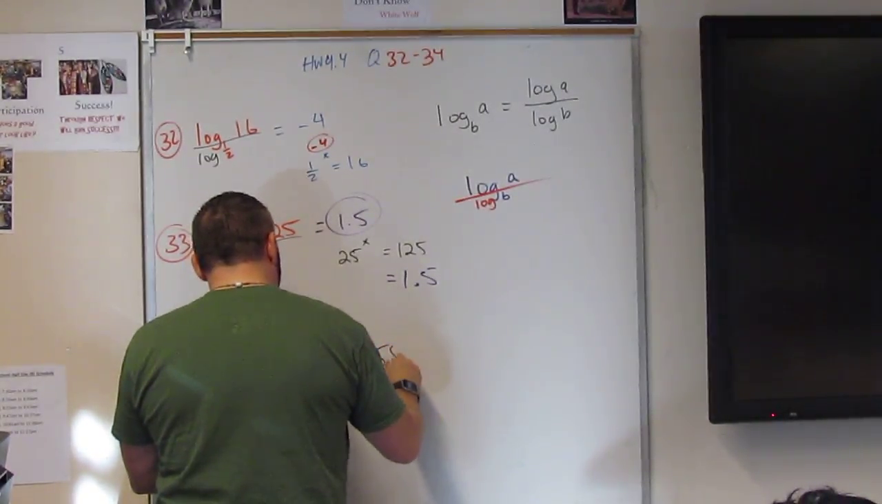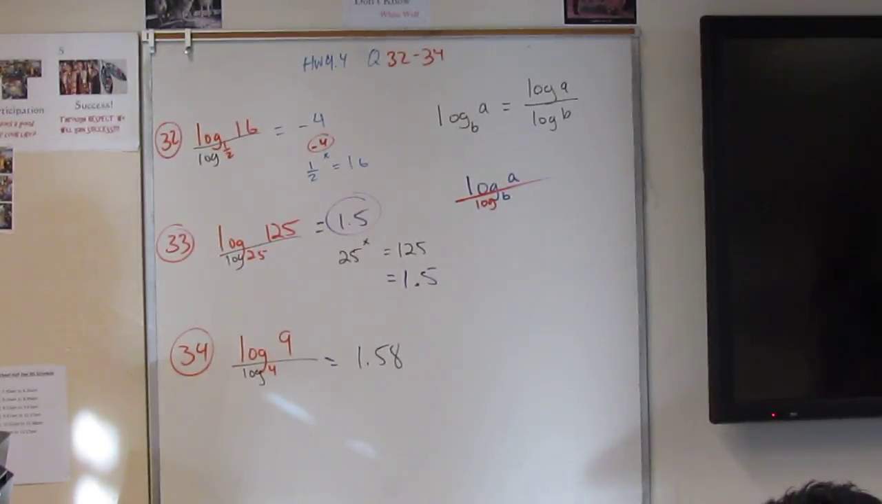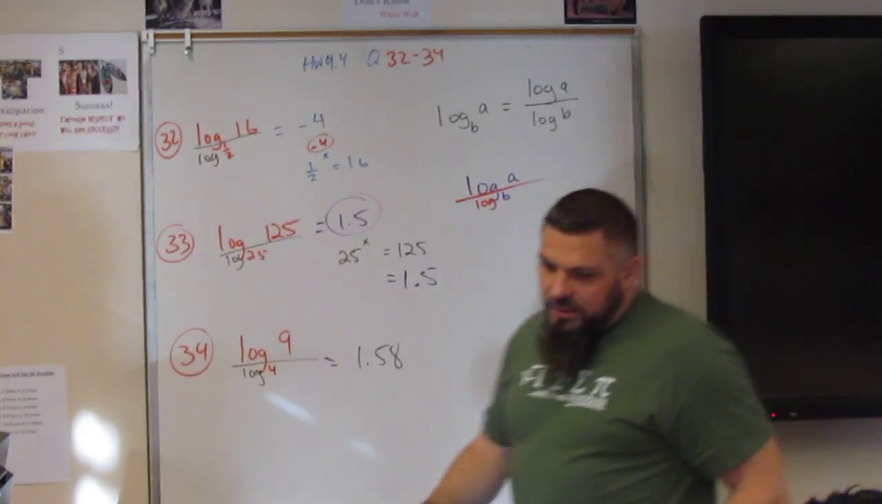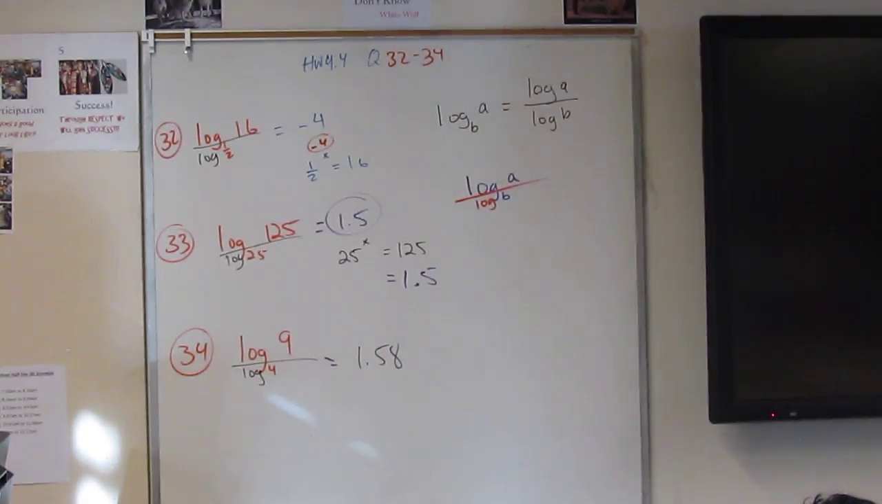Okay, so 1.58. So that's what you got to do. Those are your rules now. You should know these rules.